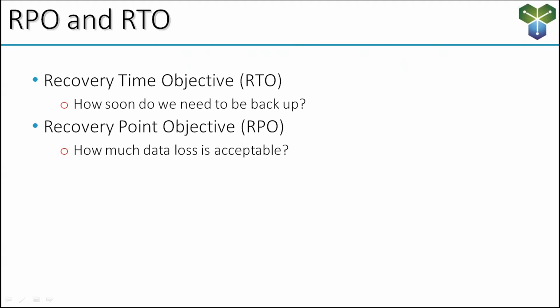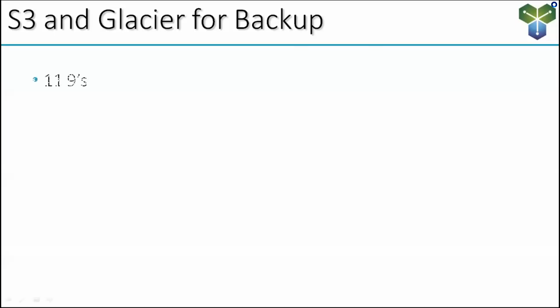So RTO and RPO are kind of the first really critical terms, and there are a few AWS technologies that we need to be very familiar with as well. So starting with S3. Many of you have probably used S3 at this point. If you're attending a professional class, you've probably dealt with S3 a little bit. And S3 is our object storage within AWS.